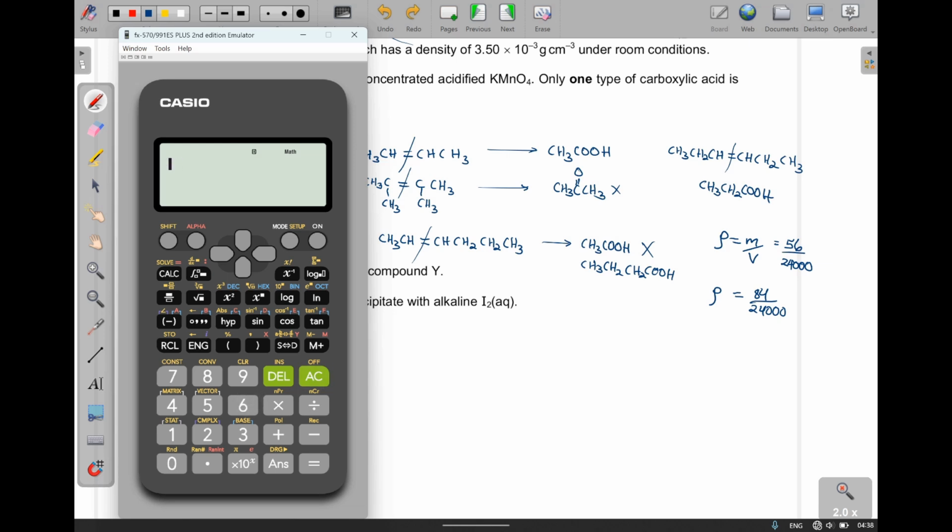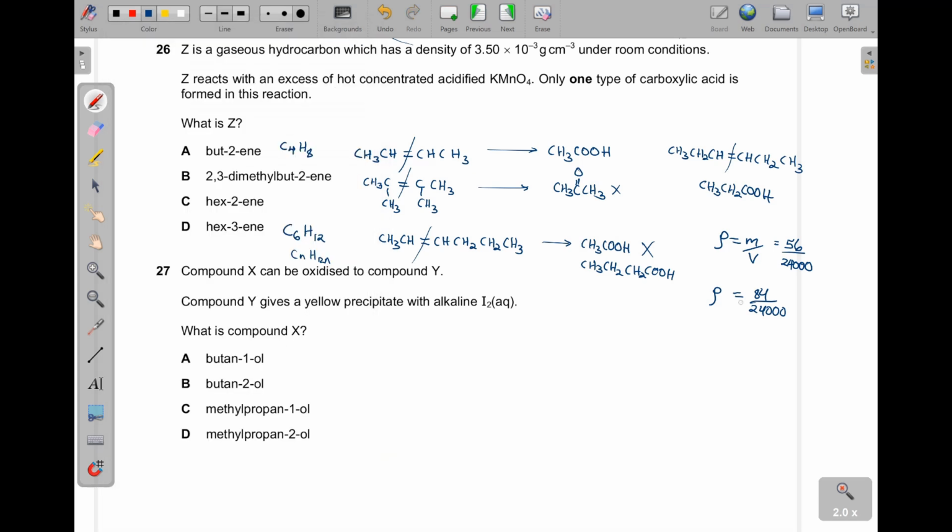56 divided by 24,000 gives us 2.3 recurring times 10 to the power negative 3. But if I put 84 here, this one gives us the 3.5 times 10 to the power negative 3. And this one is for the last one, so the answer has to be D.